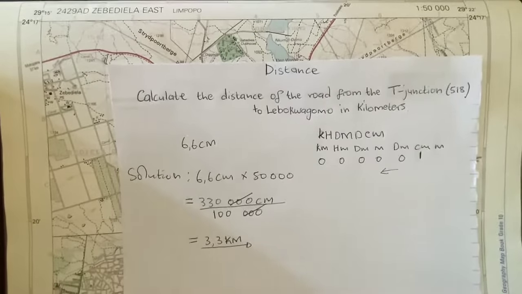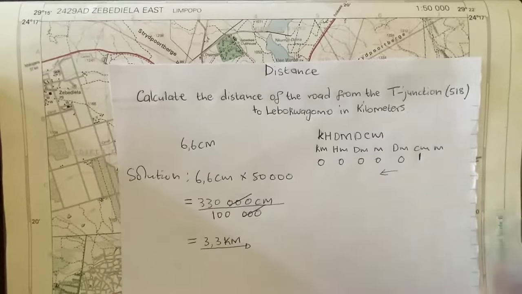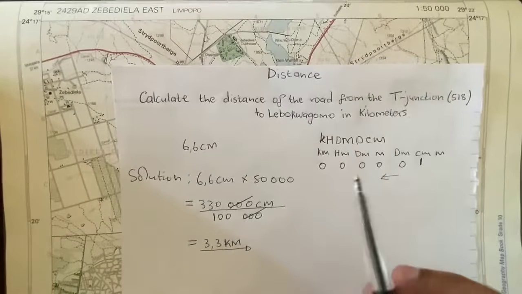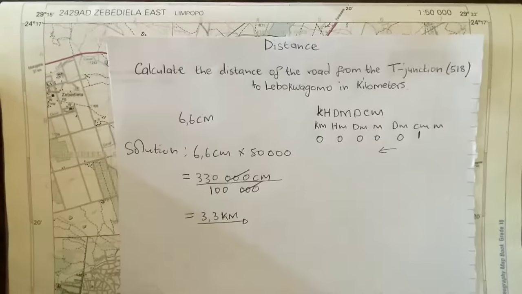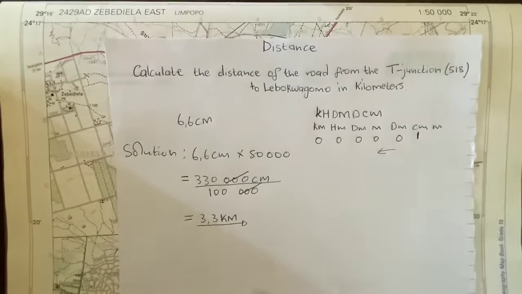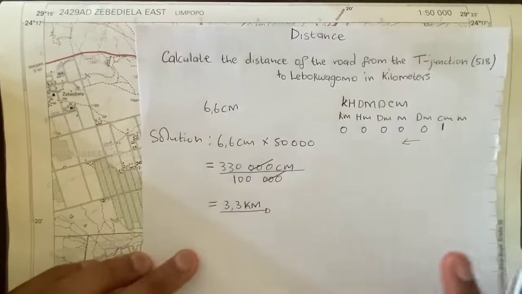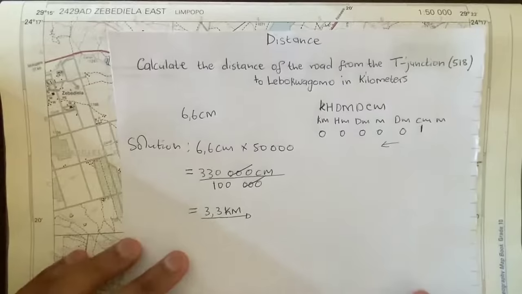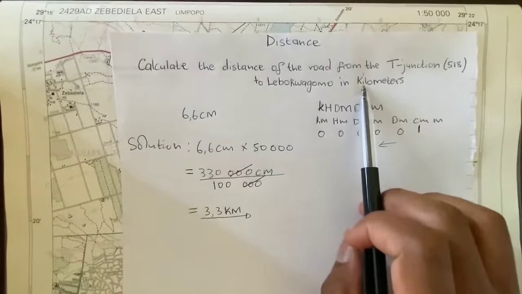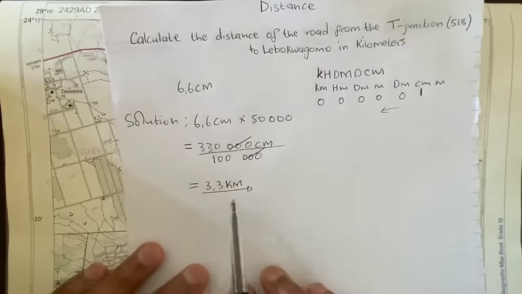Now note that the examiner or your teacher could ask you to find the distance in kilometers or in meters. So the trick is learning how to convert from one unit to the other. For instance, when you have kilometers and you want to go to centimeters, or you have meters and you want to go to millimeters. It is crucial to note that whatever distance you measure from the map needs to be converted using the scale. So let's recap. The 6.6 centimeters is the distance that I measured using my ruler, and then I multiplied that by the scale, which is 50,000 centimeters. Then I checked what the question required, which was the distance in kilometers. So I converted my final answer, which is 3.3 kilometers.